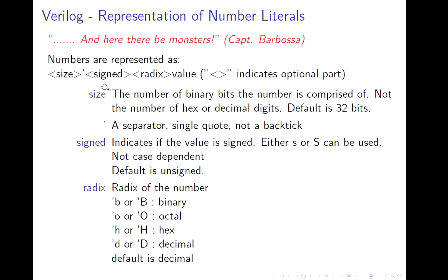Like for example, if I mention 8, then I cannot say the size is 1. The size will be obtained by converting 8 into its binary representation, whatever value it comes to, that will be the size. So if I write 8 over here, what will be the minimum size? 8 is represented as 1 0 0 0. So the size is 4. But in the Verilog language, the default size of any particular value is 32.